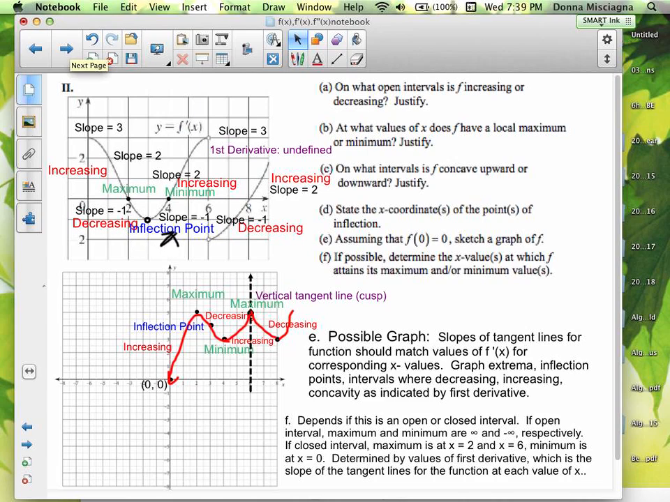I think this one's coming over here. If that says -1, it should say +1. If it's referring to this, this is a slope of +1. That's probably just a typo on that.